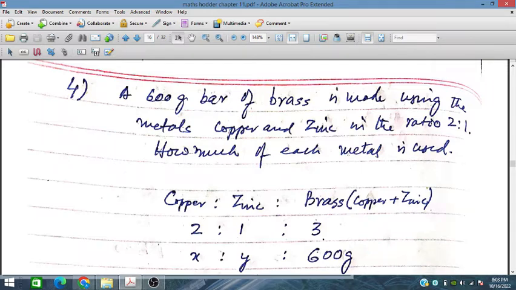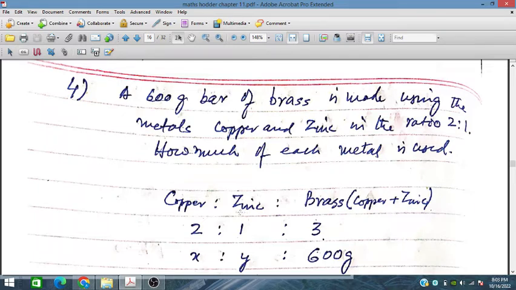A 60 grams bar of brass is made using the metals copper and zinc in the ratio 2 to 1. Brass is a mixture of copper and zinc in the ratio of 2 to 1. So how much of each metal is used? Copper and zinc are mixed to produce brass.